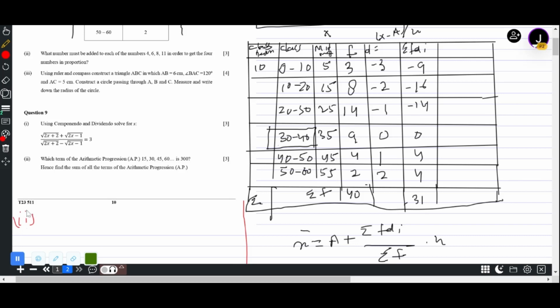Now we will do the next one. I'll change the color so we don't get confused. Now the next question was, what number must be added to each of the numbers 4, 6, 8, 11 in order to get the 4 numbers in proportion? So these 4 numbers are in proportion.